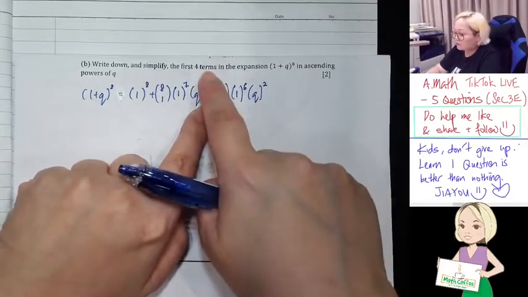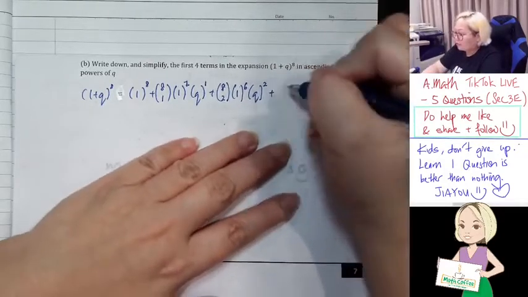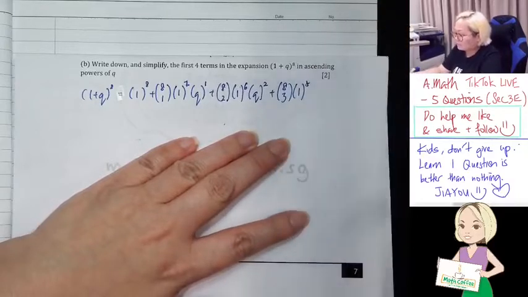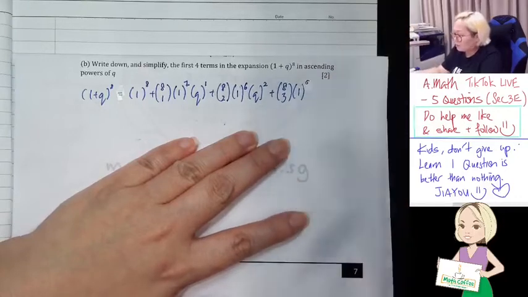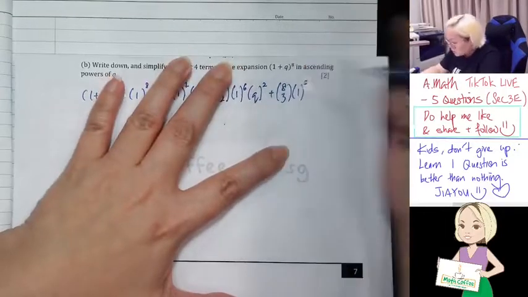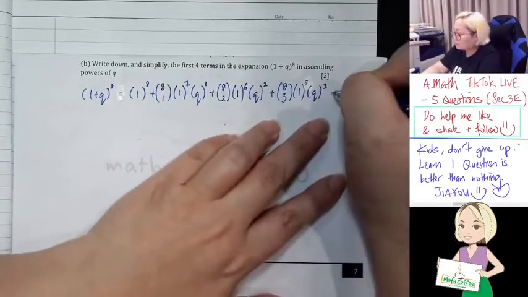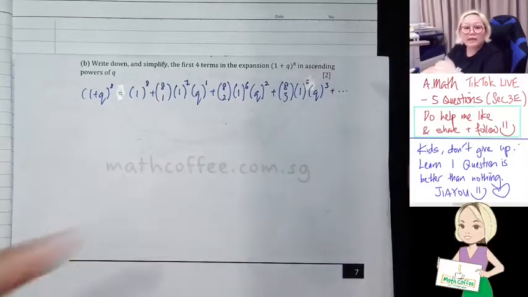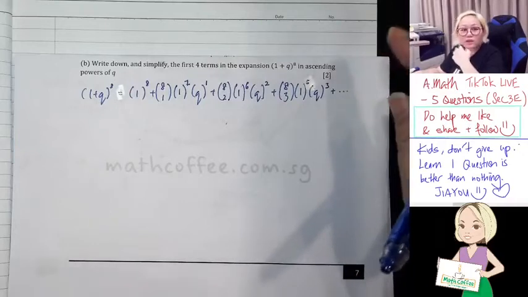They want first 4 terms. This is only term 1, term 2, term 3. So I still need to do one more time. So plus 8C3, 1 to the power of 5. Ayo, why am I at 5? Okay. Then after that, q to the power of 3, because I already have 4 terms, so please remember to put plus dot dot dot. It tells me that there are still more terms behind because it's the power of 8. But I'm not interested because they only want first 4 terms.